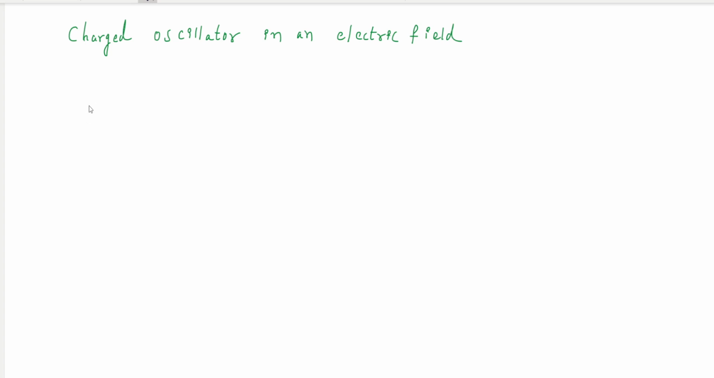For example, a particle of charge q and mass m is moving in a one-dimensional harmonic potential of frequency omega. Now I am going to subject this charged particle to a weak electric field. It is denoted by small e.